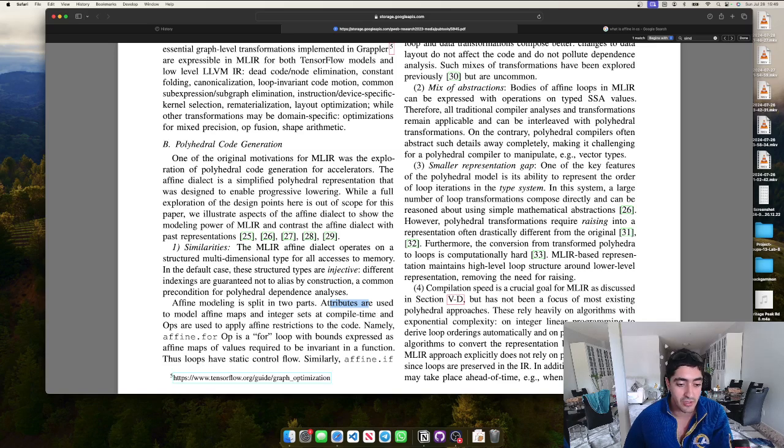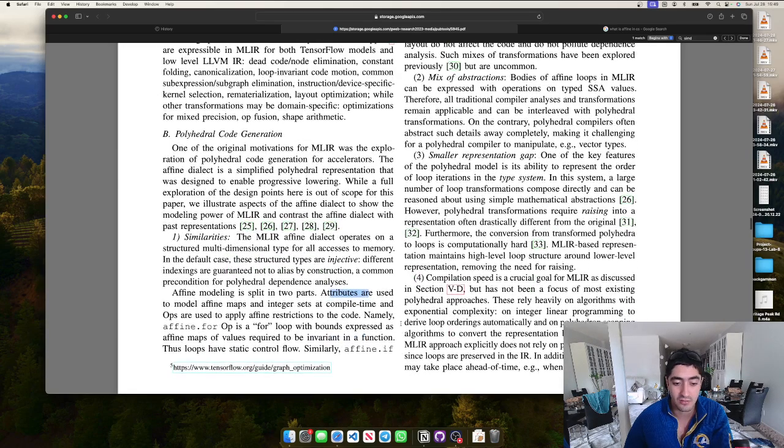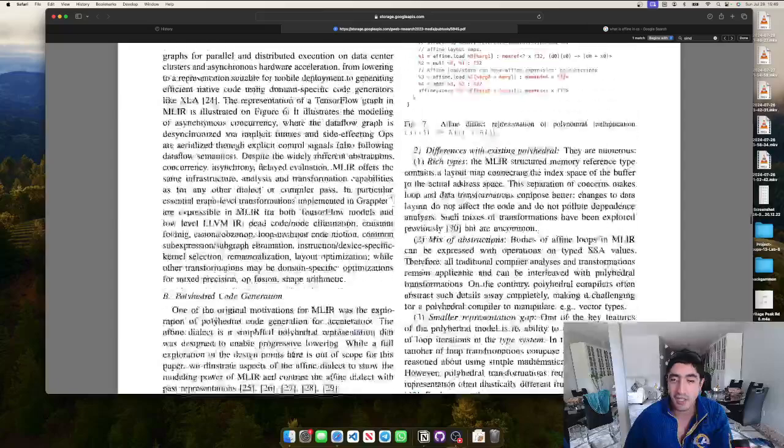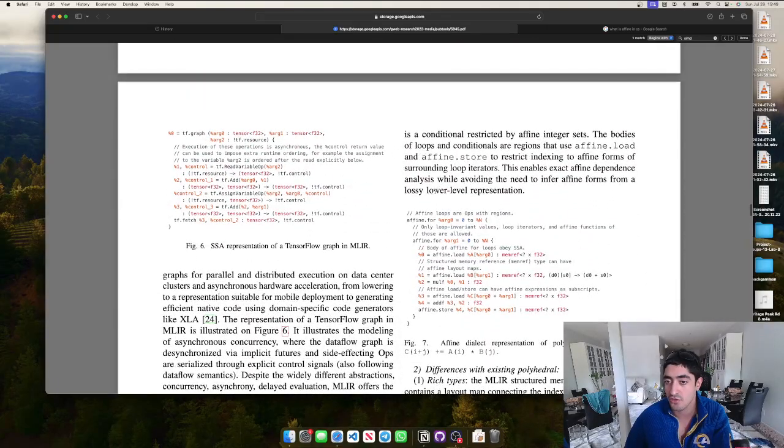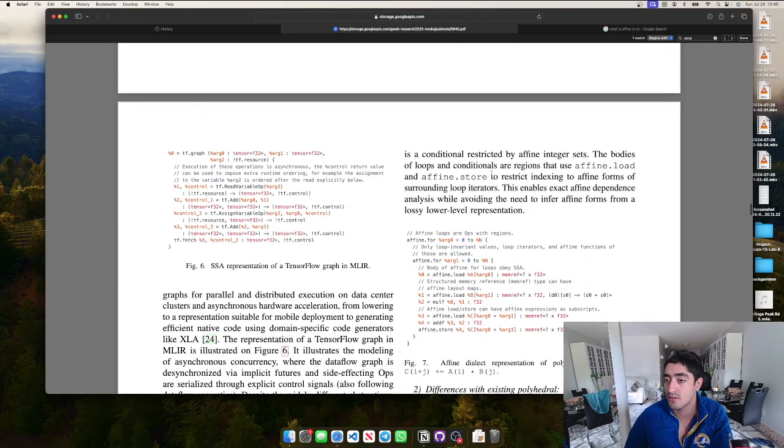Affine operations are used to apply affine restrictions to the code. Namely, the affine.for operation is the for loop with bounds expressed as affine maps of values required to be invariant in the function, thus loops have a static control flow. Similarly, affine.if is conditionally restricted by affine integer sets.